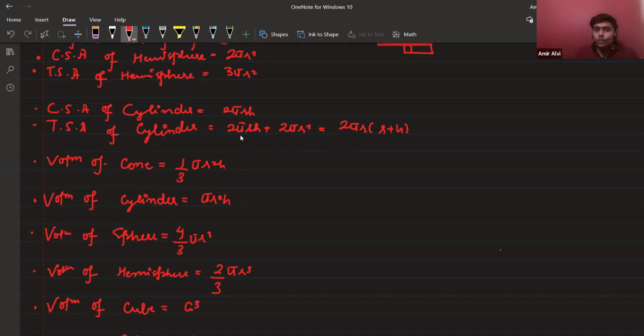So 2 pi r will be taken common, and h and r will be left in the bracket. Is this step clear to you, everybody? Is there any doubt? No, sir.